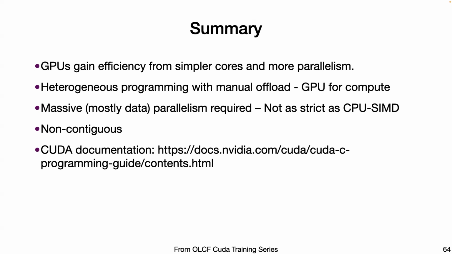In heterogeneous programming, the way it works is that you have the host and the device, and you need to manually offload your code from the host onto the device. In this example, the device is the GPU. And for the GPU, you basically need to optimize for data parallelism.